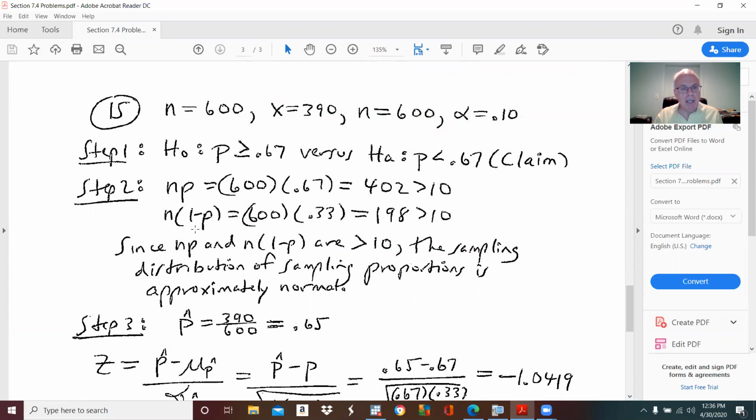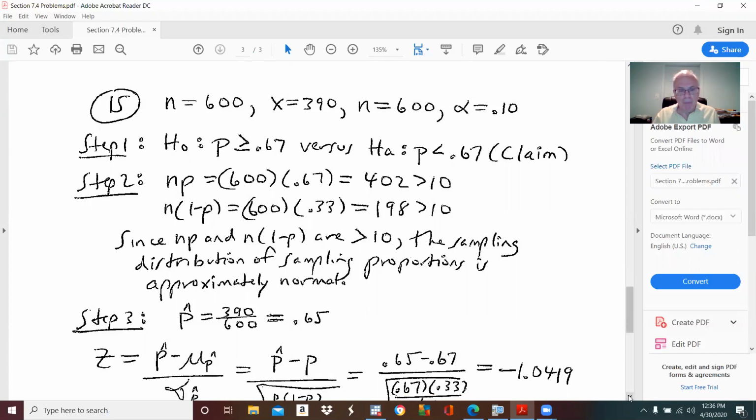Once again, n times 1 minus p is very large. We take 600 and multiply it by 0.67 and also by 0.33. We end up with numbers much bigger than 5 or 10. So clearly the sampling distribution is approximately normal.